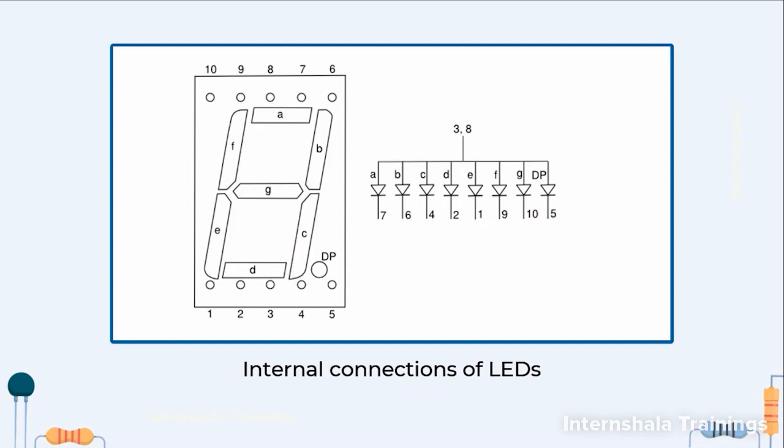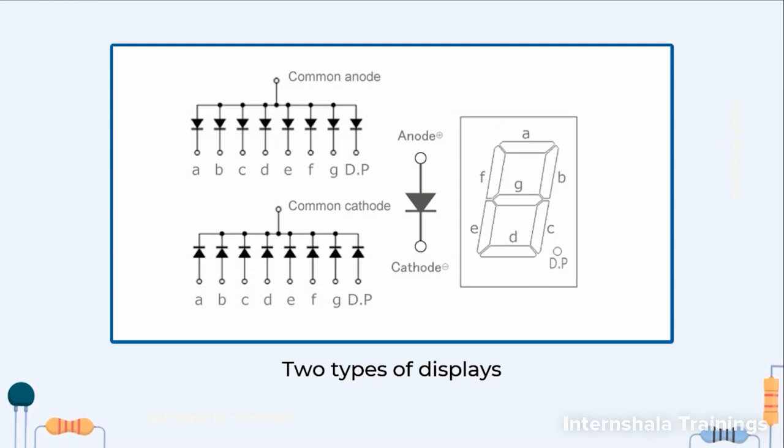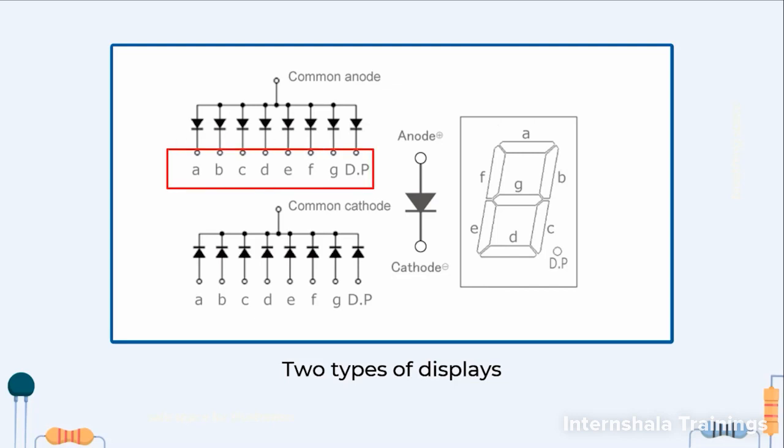Now, how do we illuminate these LEDs? That depends on whether it is a common cathode or common anode. In common anode, we have connected the common pin, that means pin number 3 and 8, to high voltage, that is 5 volt or 3.3 volt, whatever is the operating voltage of our system. Now if I give logic 0 to the cathode, then a potential difference will develop across the LED and the LED will glow. That means if I give input 0 to any of the pins A, B, C, D, E, F, G or DP, that particular LED will glow. And if I give input logic 1, then that particular LED will be off, because the potential difference between 1 and 1 is 0, so the LED will not glow.